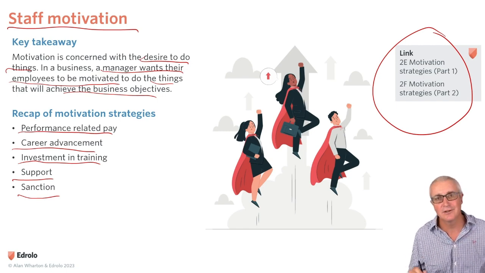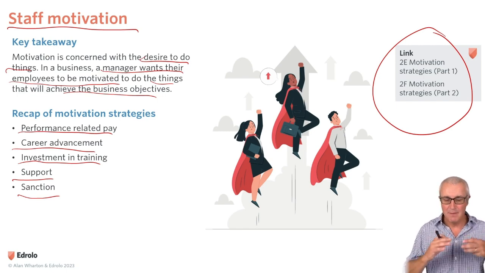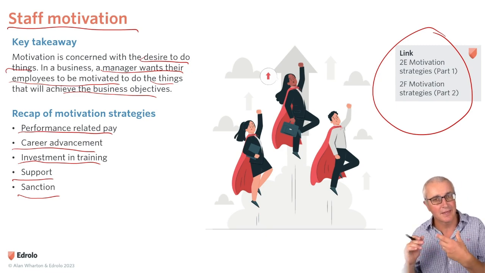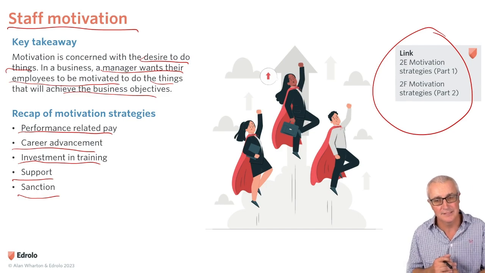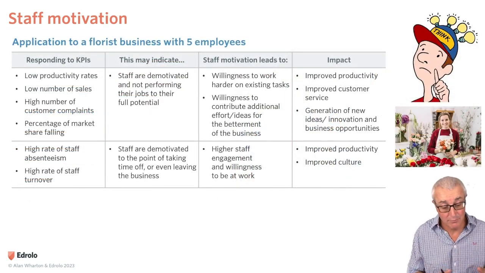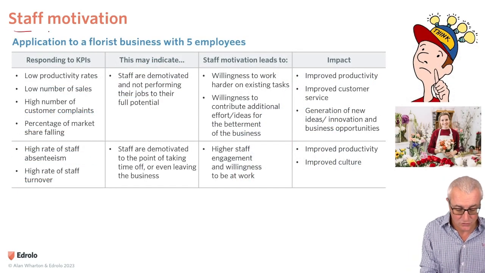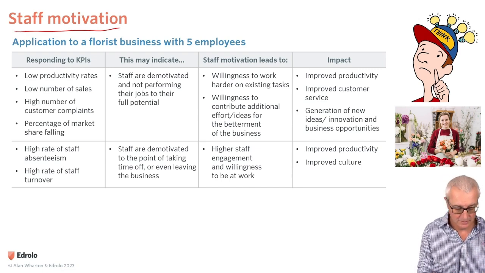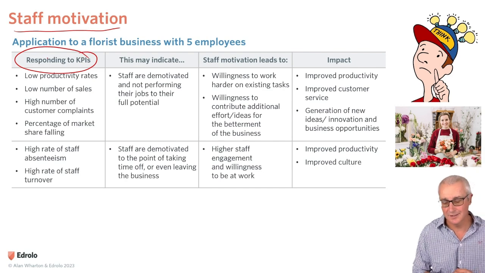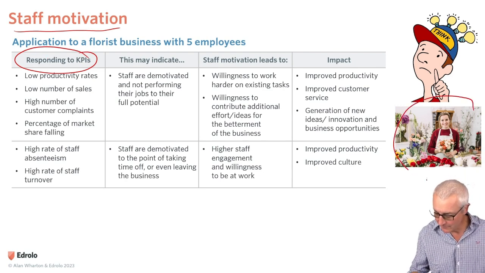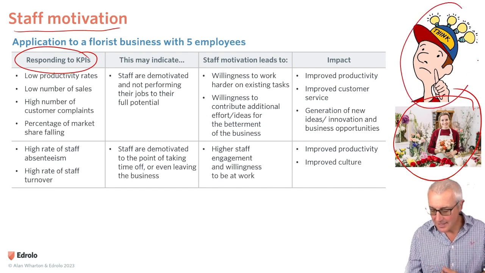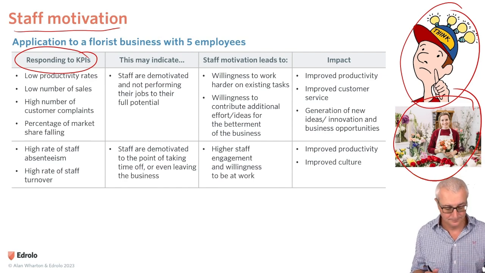If you want more detail, click on these links here and be thinking, how can staff motivation strategies help solve some key performance issue problems we have in the business? All right, so let's take another example and we'll do the same thing. We're going to take this strategy. How can we apply this strategy of staff motivation to deal with some key performance indicators? So here's our lovely florist business, and I want you to be thinking now about how we can use staff motivation.